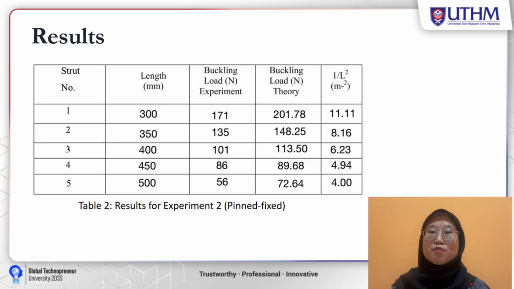So this is for experiment 2. Result for experiment 2, pin-fixed, with lengths 300, 350, 400, 450, and 500. The loads used in Newton for the experiment are 171, 135, 101, 86, and 56. So we got I over L squared as 11.11, 8.16, 6.33, 4.84, and 4.0.